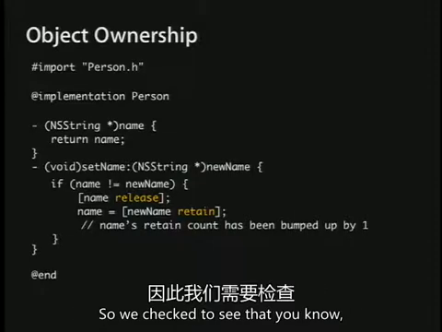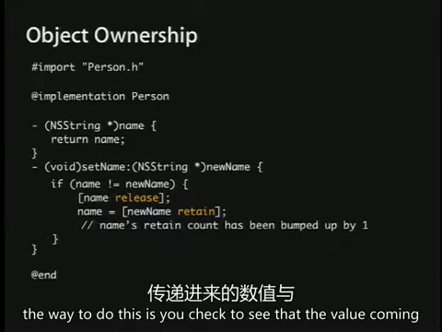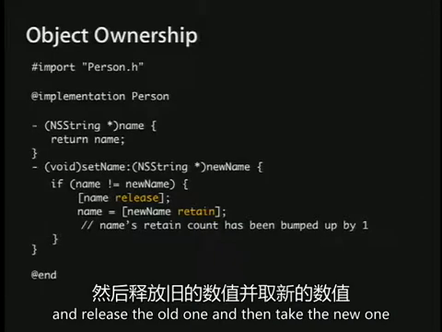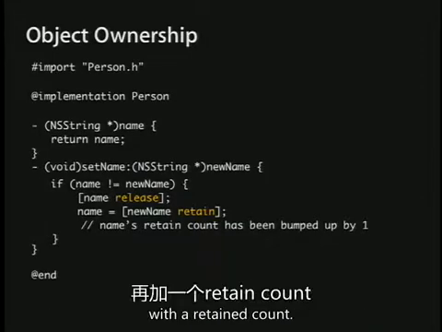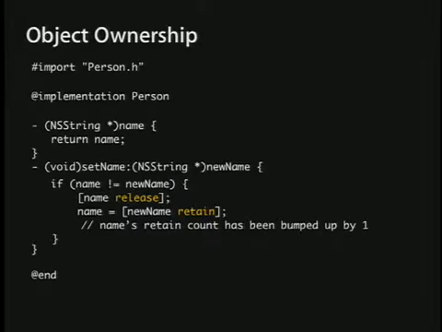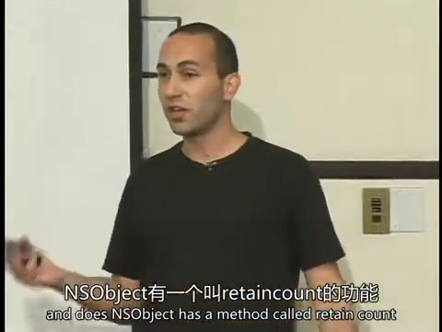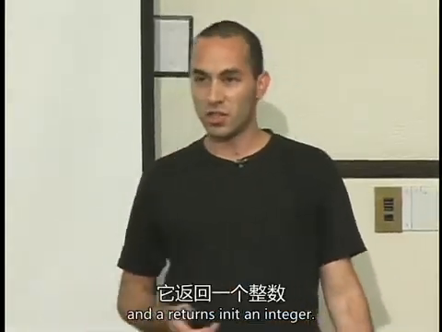So the way to do this is you check to see that the value coming in is not the same as the one you already have. Then you go and release the old one, and then take the new one with a retain. Yeah? Is there a way to access the retain count? There is. The question is, is there a way to access the retain count? And NSObject has a method called retainCount, and it returns an integer.